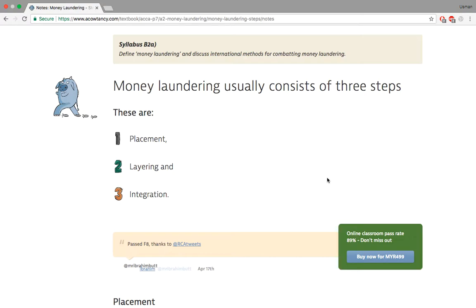So money laundering usually consists of 3 steps: placement, layering, and integration. Now, if you follow these steps correctly, in a way that nobody can find out, we'll have fun. I mean, we will have fun. We police officers or auditors will have fun with you.